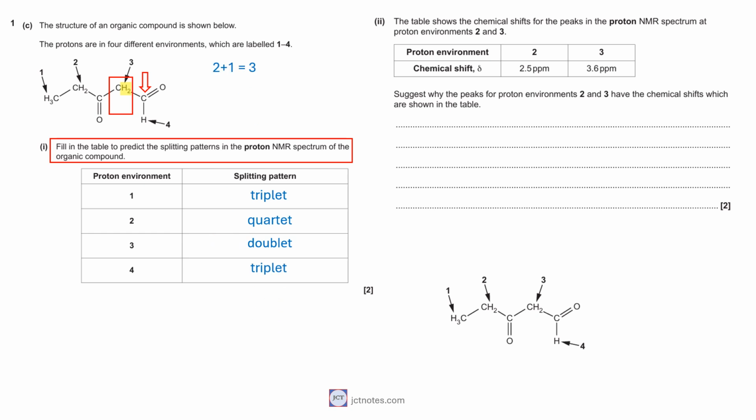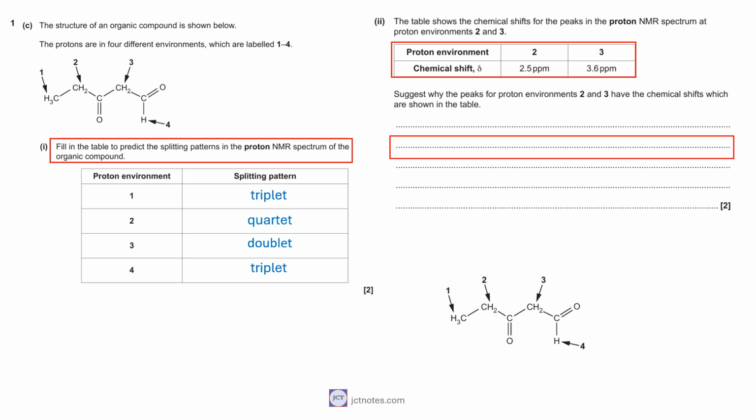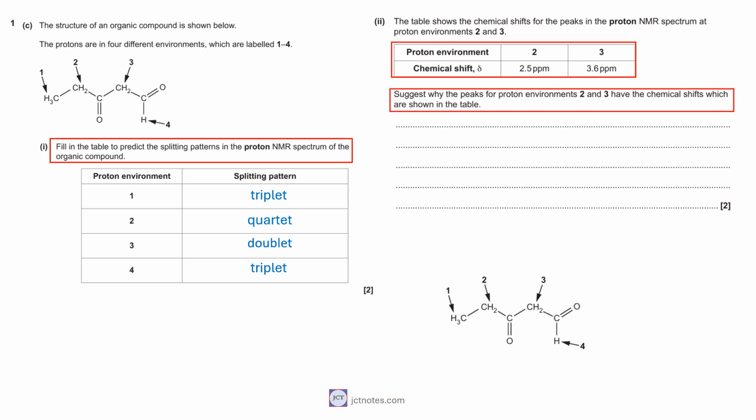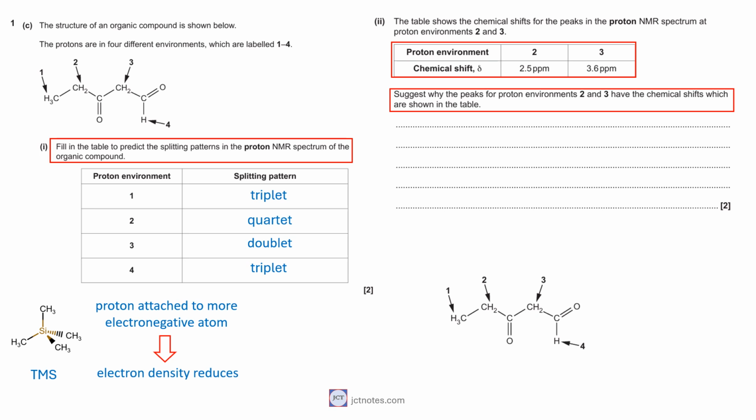In question 2 of this section, we are given the chemical shift of protons 2 and 3 and we are asked to suggest why the peaks for proton environments 2 and 3 have the chemical shifts shown in the table. The shifts are typically referred to tetramethylsilane, or TMS. This molecule shows a high electron density around the proton. When the proton is attached to a more electronegative environment, say to an oxygen, the electron density around it reduces. The lower the electron density around the proton, the higher the shift.